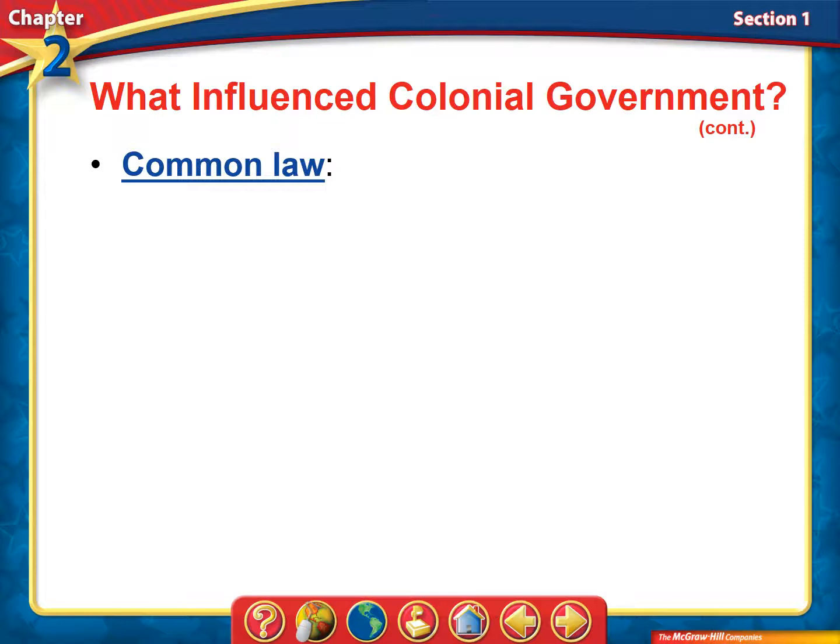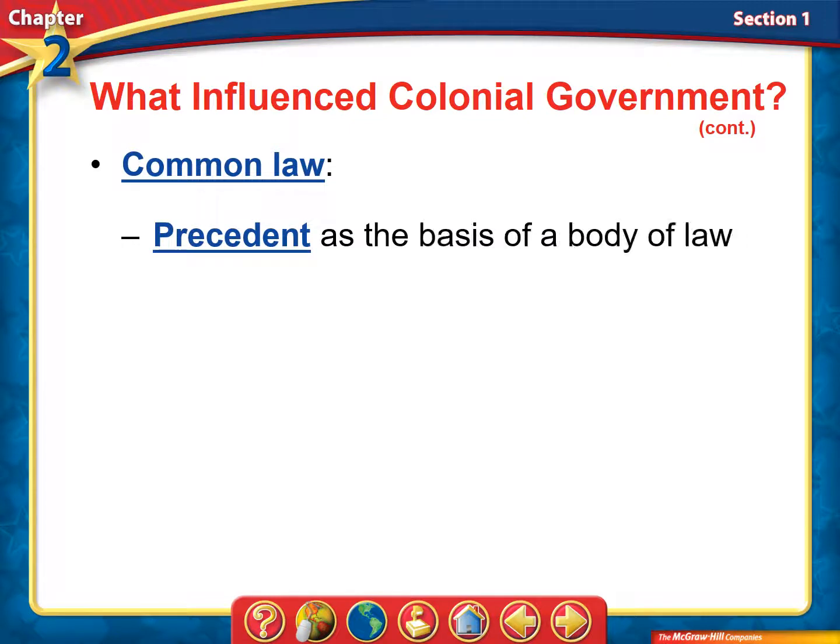You know, you wore clothing today, thank you. And again, that's also a custom. It's just something we do. And that's how common law works.